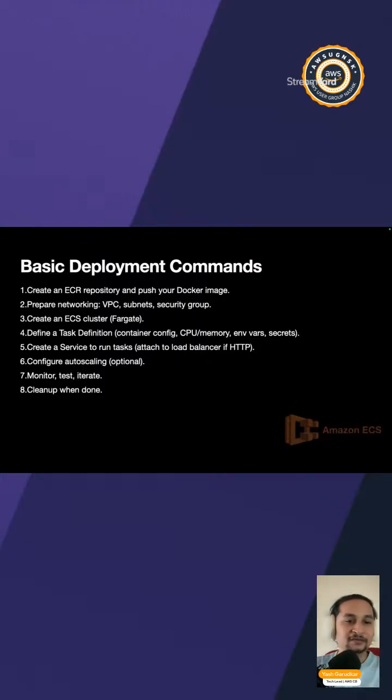Okay, then we create a service to run tasks, which is attaching to a load balancer if it is HTTP. So when we create a service, we have written our task definition, right? So the task definition basically takes my container config, it takes my CPU and memory configuration that I required, it takes my environment variables and secrets. Now this task definition is written. Now what I need to do is create a service that runs these tasks. So when the task is run, my container config, the CPU, memory, everything gets created in reality. So it is generated on AWS at this point when you create a service to run the tasks.